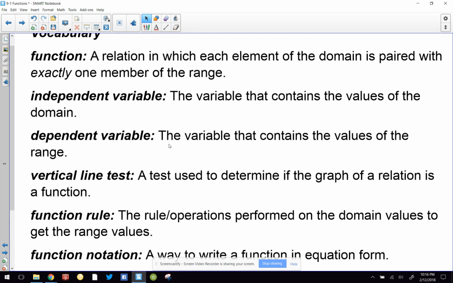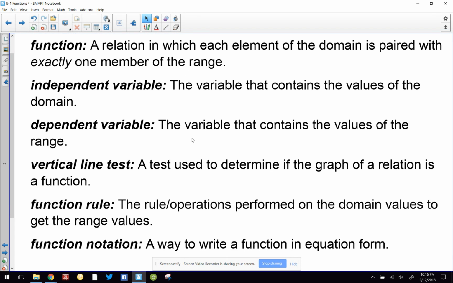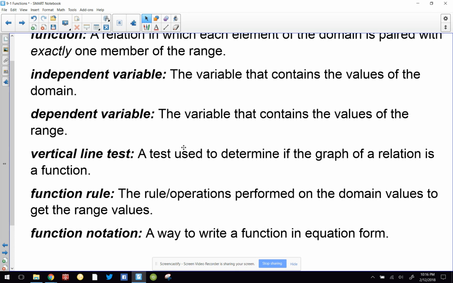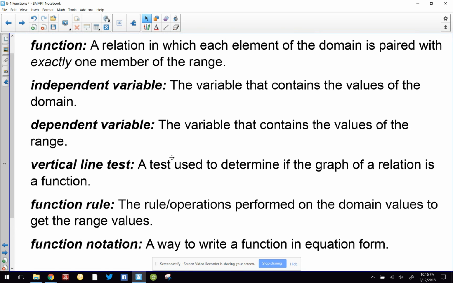Vertical line test, that's something we're going to use to determine if the graph of a relation is a function. A function rule is a rule or operations performed on the domain values to get the range values, and function notation is something that will be new to you, and that's a way to write a function in equation form. So all of those things we're going to get to in this video.